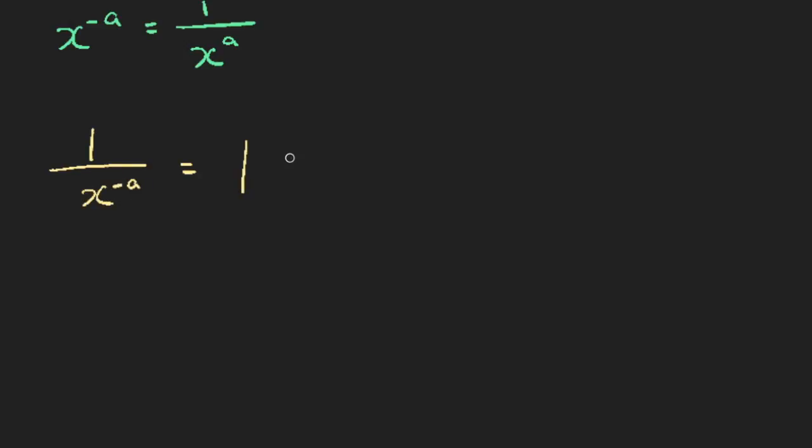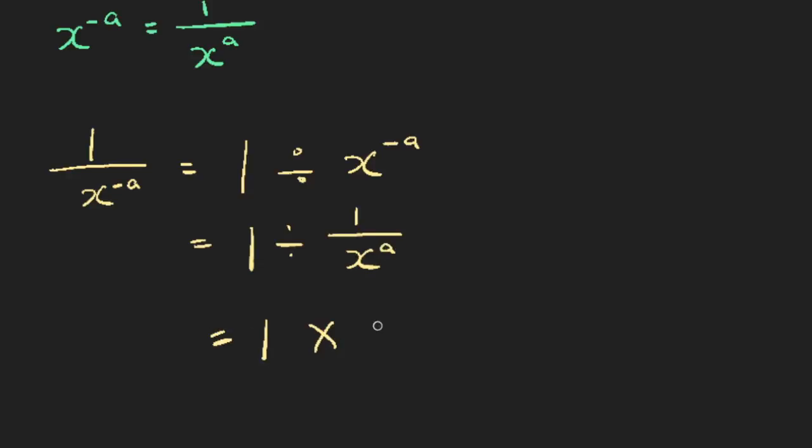Okay, before we carry on, let's talk a bit about this. x to the power of negative a is equal to 1 over x to the power of a. This also means that when you have 1 over x to the power of negative a, you will have 1 divided by x to the power of negative a. And since x to the power of negative a is equal to 1 over x to the power of a, I can rewrite this as 1 times x to the power of a over 1, which is equal to x to the power of a.